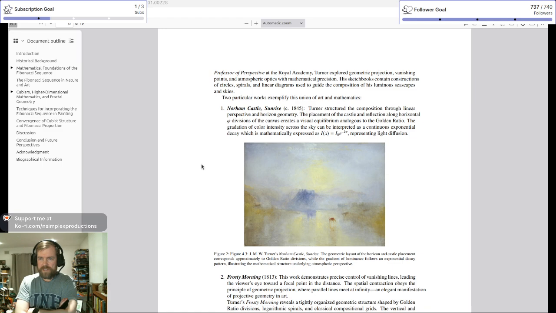Gradation of color intensity across the sky can be interpreted as a continuous exponential decay, which is mathematically expressed as I of x equals I sub 0 e to the negative kx, representing light diffusion.